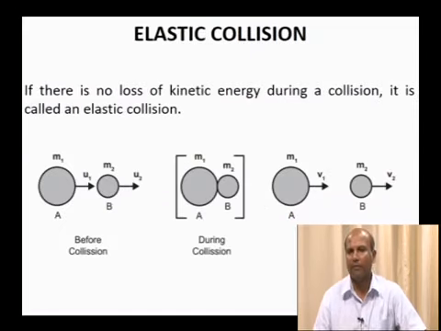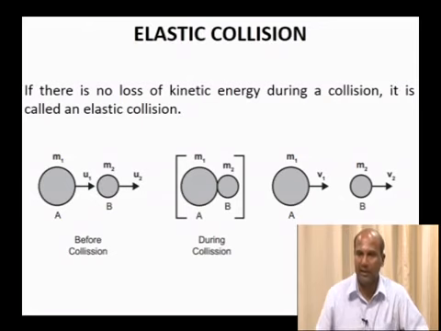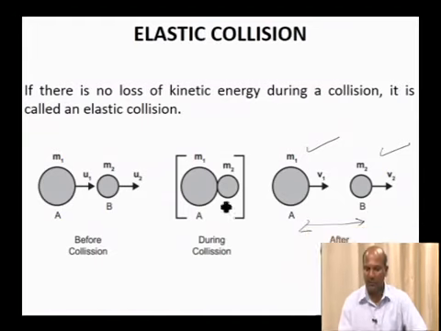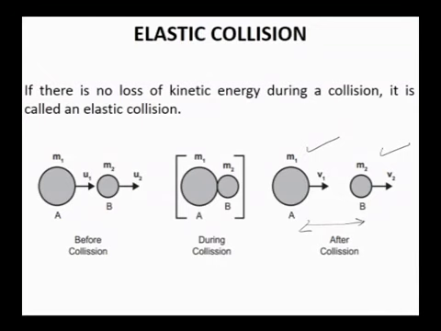So collisions are classified into elastic and inelastic collisions. In an elastic collision, if there is no loss in kinetic energy during the collision, it is called an elastic collision. Before collision you have these two masses which are moving with certain velocities. During collision the bodies will come in contact with each other. After collision, this body is going to move with a certain velocity and this body is going to move with a certain velocity. So when the bodies get separated after the collision, such kind of collision is called an elastic collision.